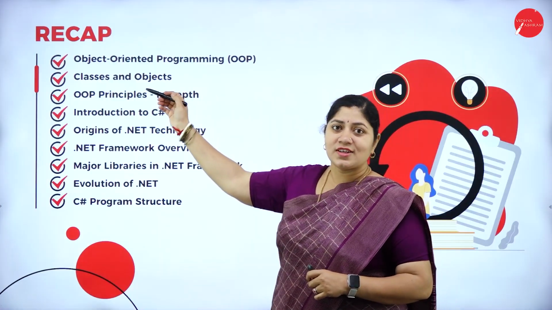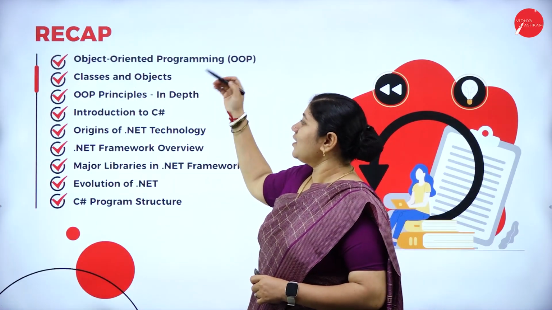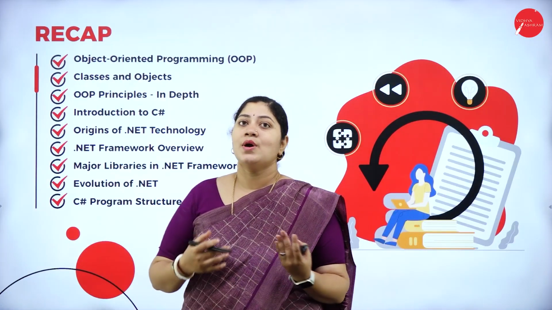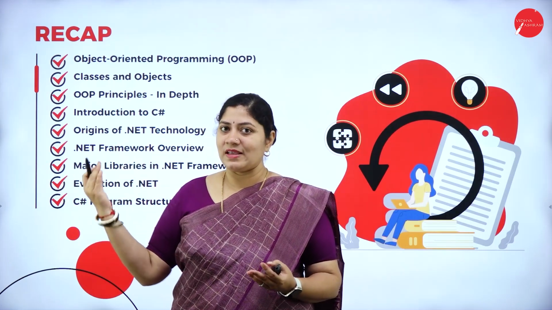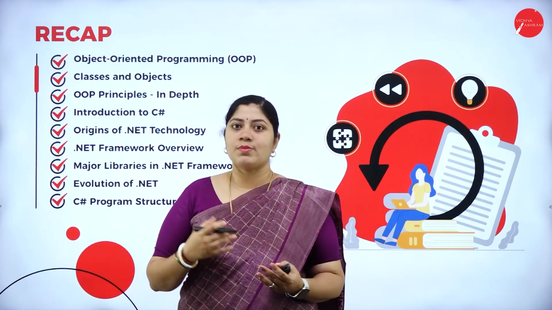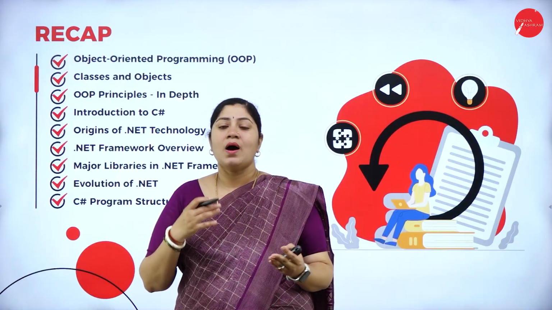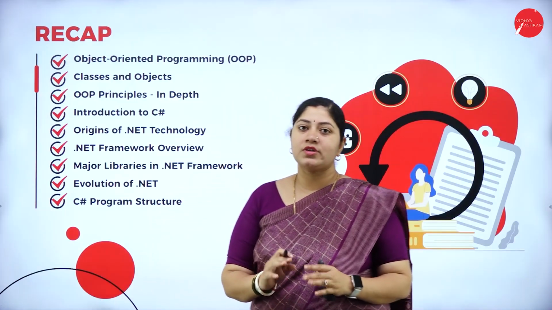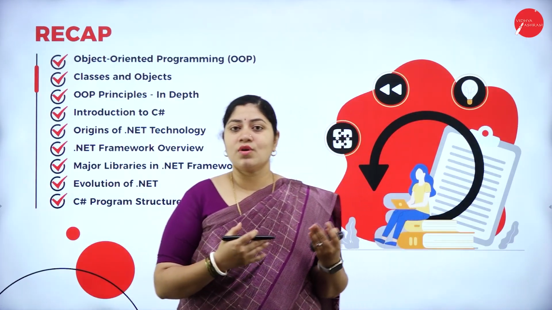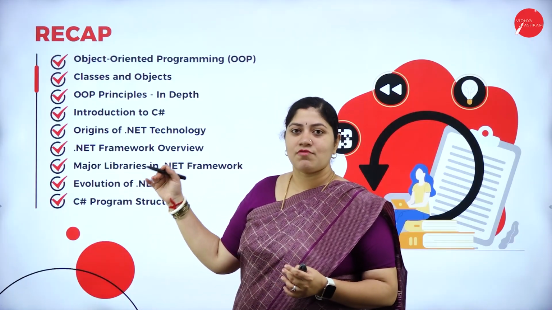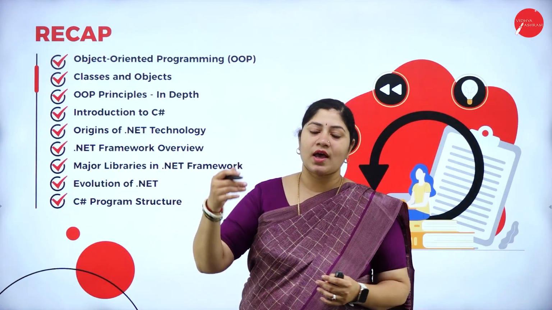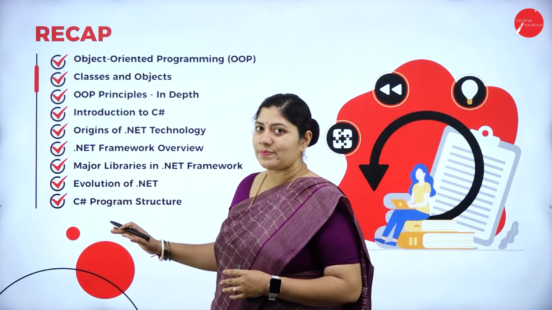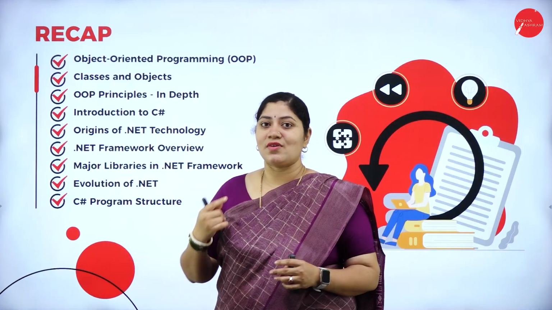We discussed what is object oriented programming and what are classes and objects, an introduction to C#, what is C# and why it is called an object oriented programming language. Then we also discussed the origins of .NET, like how the .NET framework is formed. We discussed the major libraries used in C# and the evolution of .NET. Yes, .NET is evolved by Microsoft, and we also discussed the structure of a C# program. All these were discussed in our first session.